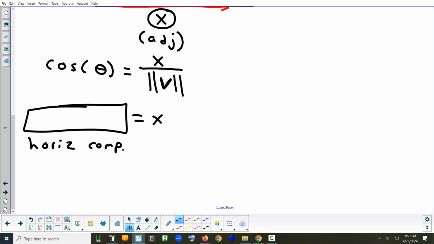Well, we don't have any numbers yet, so we just need our formula that we would fill in. So what would you get if you move that to the other side and get x by itself? The magnitude of the vector multiplied by the cosine of theta. Yep, so that's your formula for the horizontal component.